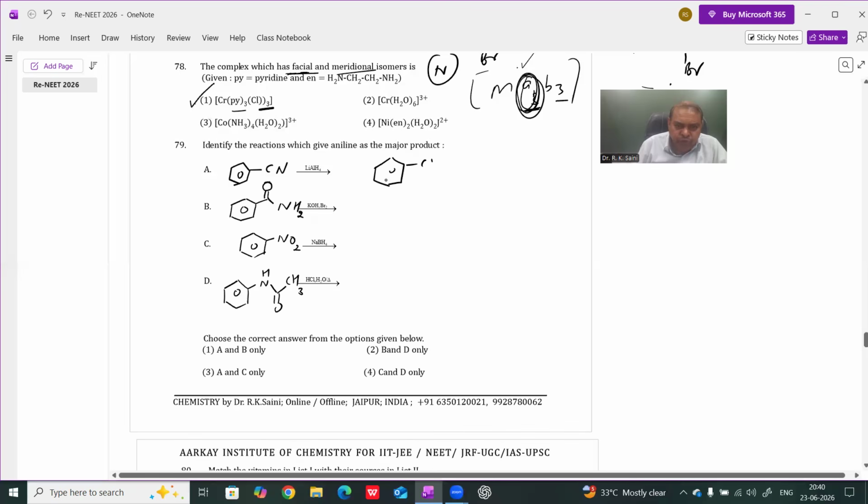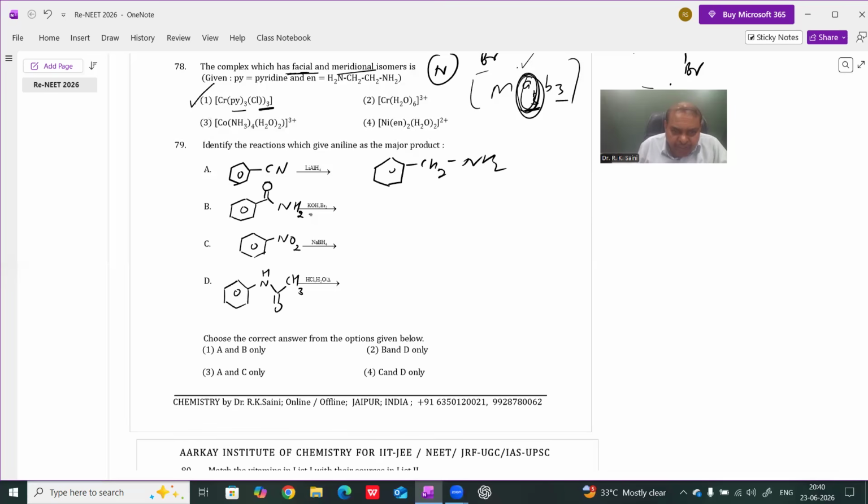Cyanide group changes into CH2NH2. It is not aniline. In case of amide, reaction with KOH and Br2 is very important. This reaction is given in your NCERT. This reaction is also given in your NCERT book. This reaction is also given in your NCERT book.